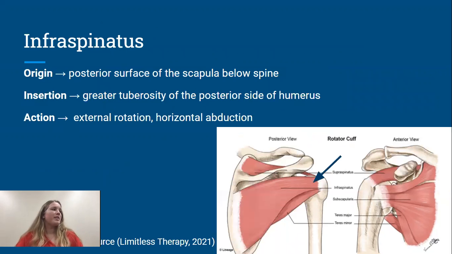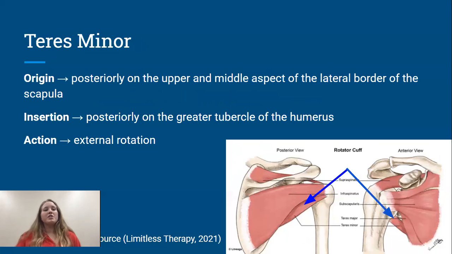Next, I'll be talking about the infraspinatus. The infraspinatus is located on the posterior aspect of the scapula. It originates in the infraspinous fossa of the scapula, and it inserts into the greater tuberosity of the humerus, which is immediately below the supraspinatus. The main muscle action for the infraspinatus is the external rotation and horizontal abduction. It is also a very powerful lateral rotator of the humerus, and it's the main muscle that helps you rotate and extend your shoulders.